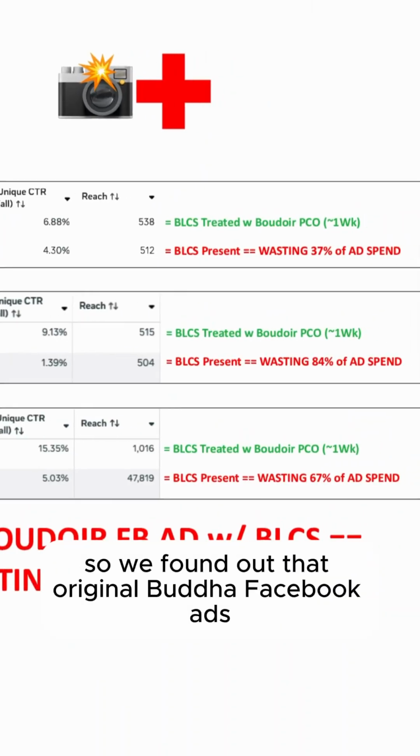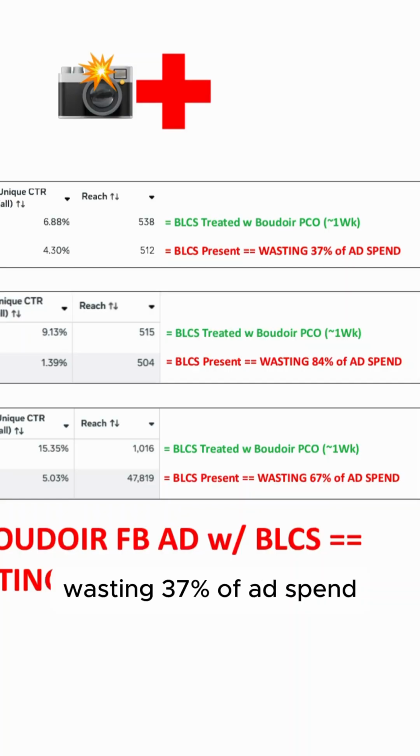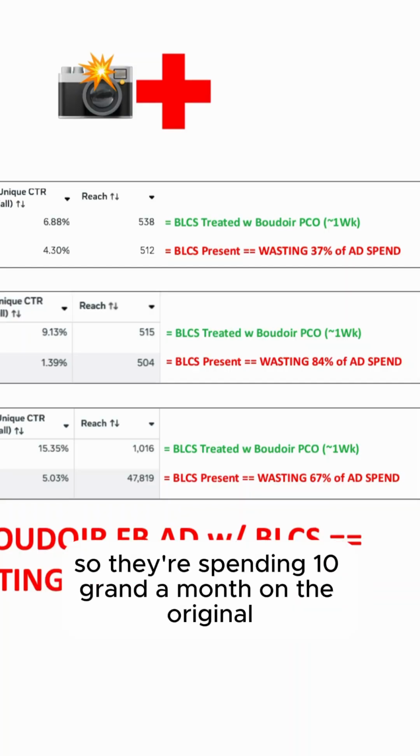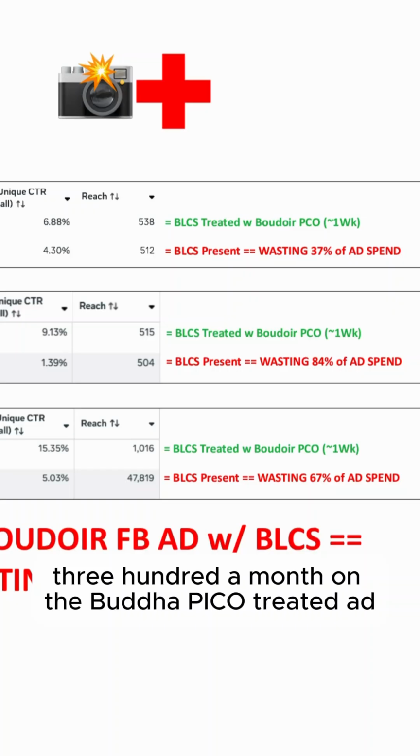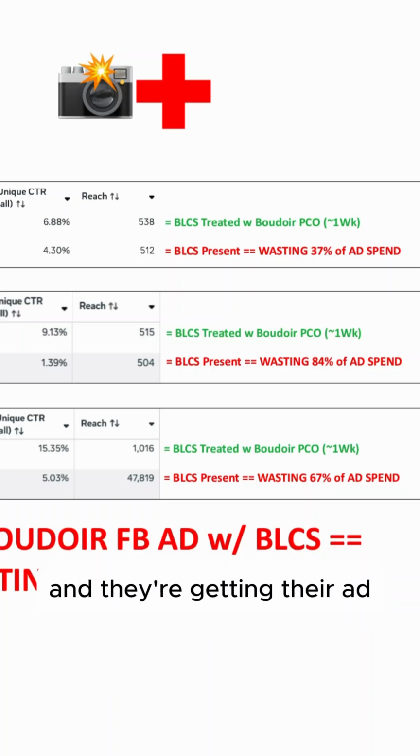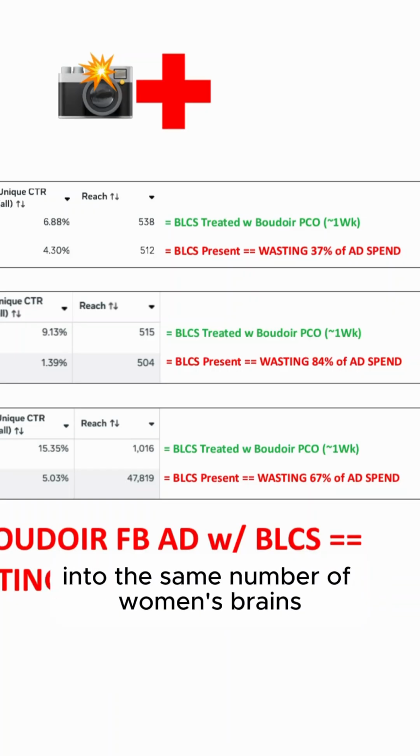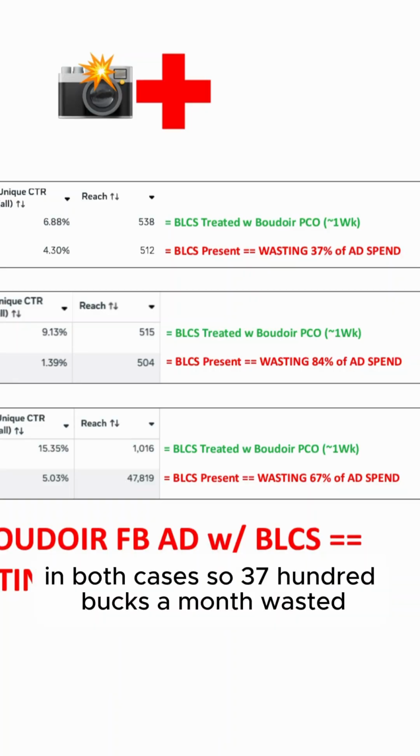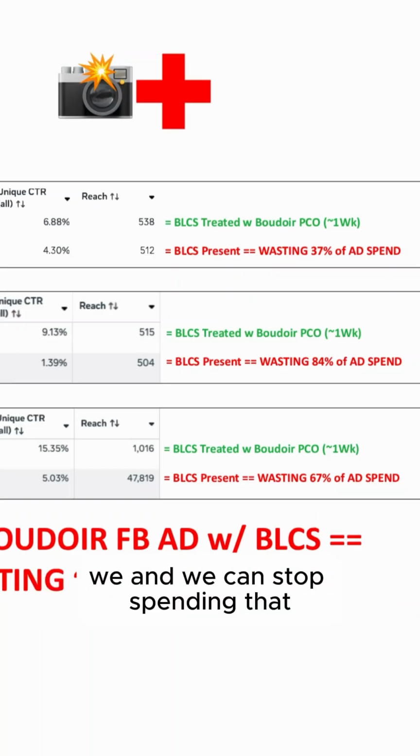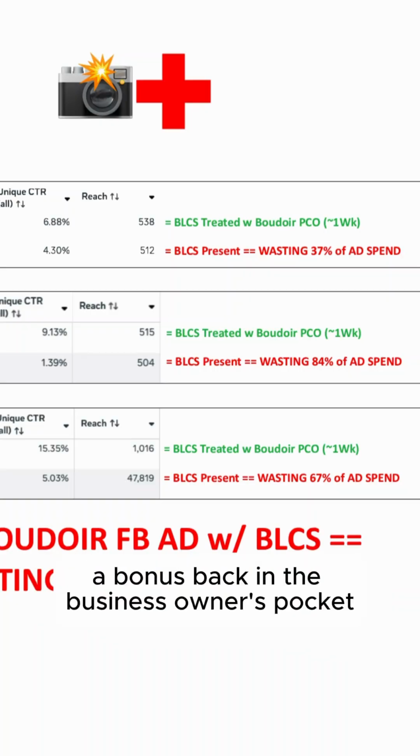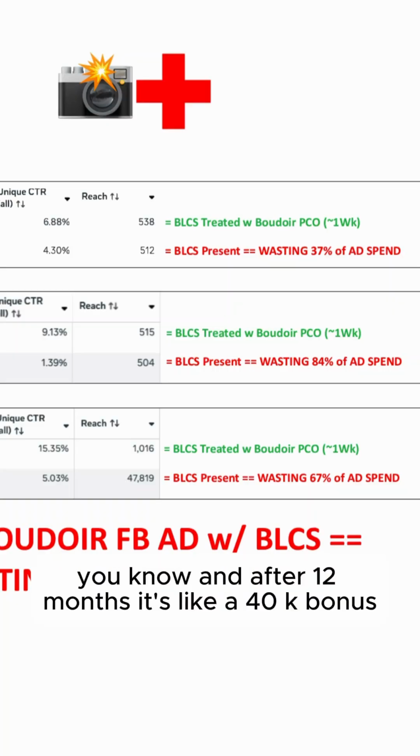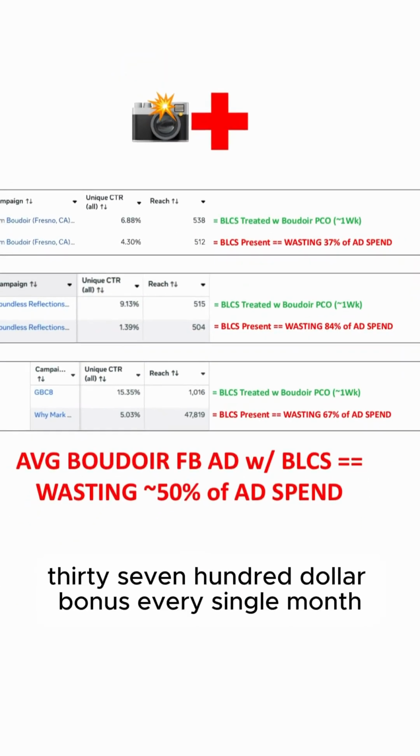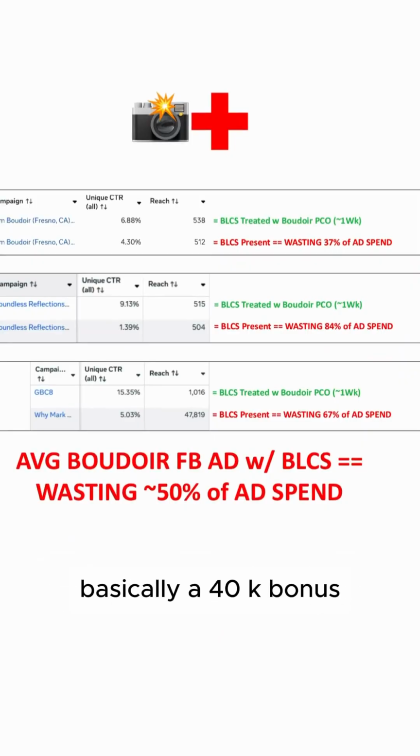So we found out that original Boudoir Facebook ad was wasting 37% of ad spend. So if they're spending 10 grand a month on the original, they now only have to spend 6,300 a month on the Boudoir Pico treated ad, and they're getting their ad into the same number of women's brains in both cases. So that's 3,700 bucks a month wasted. We can stop spending that, and that's kind of a bonus back in the business owner's pocket because they don't have to spend it anymore. And after 12 months, that's like a 40K bonus. So a $3,700 bonus every single month, basically a 40K bonus.